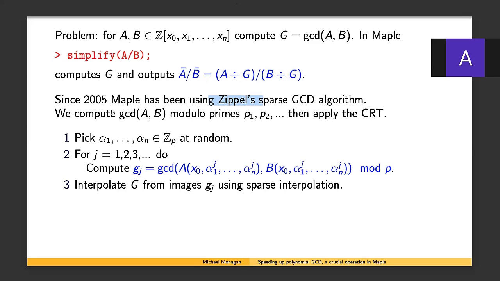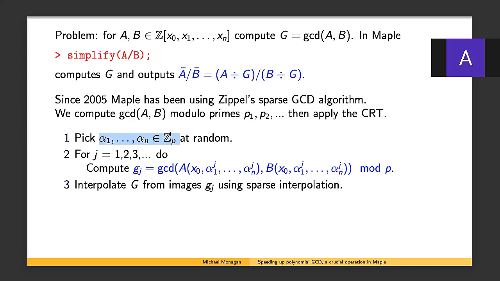Our algorithm, the one I'm presenting, is very similar. Both algorithms, at least in the first step, work the same way. We compute the GCD modulo a sequence of primes, and then we apply the Chinese remainder theorem to reconstruct the integer coefficients of the GCD. The 2 algorithms differ in how they do the hard part, which is how you compute the GCD modulo the first prime.